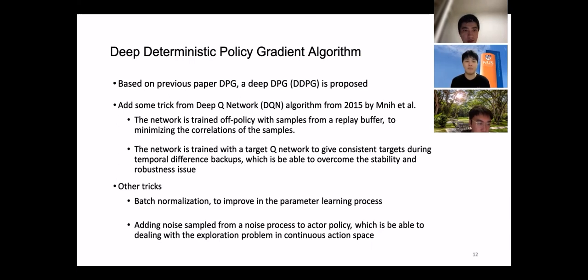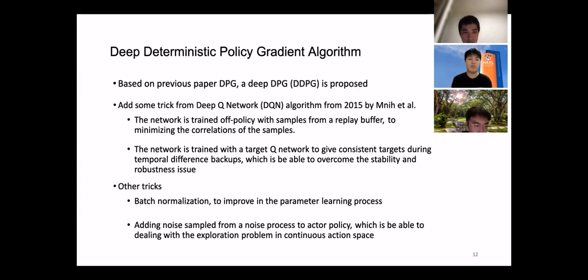One of them is that the network is trained off-policy with samples from a replay buffer to minimize the correlation of the samples. The other feature is that the network is trained with a target Q network to give a consistent target during temporal difference backups, which is able to overcome the stability and robustness issues of the DPG.